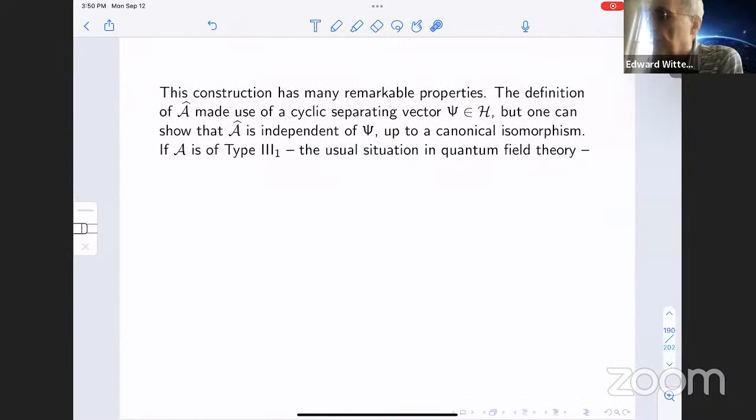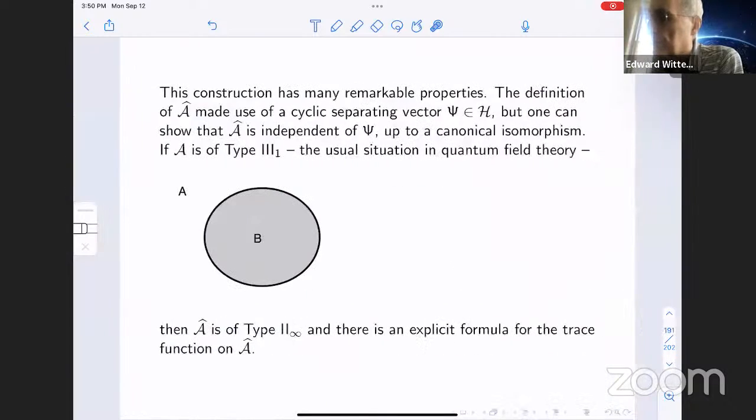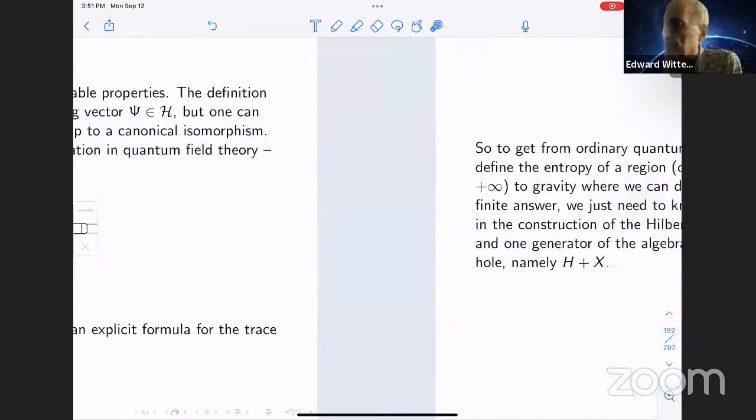And moreover, if you start with the type 3-1 algebra, as in quantum field theory, then what you get is a type 2 infinity algebra. As a type 2 infinity algebra, it has a trace, and there's an explicit formula for the trace function on the algebra.